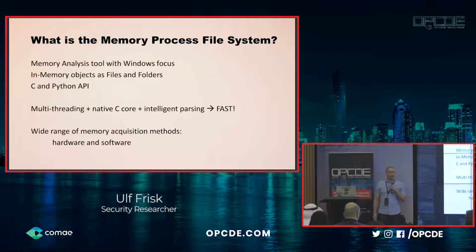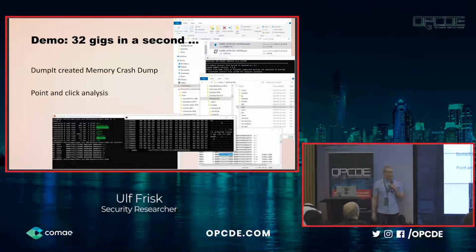But today, we'll have a look at the memory process file system, which is a memory analysis tool with a strong Windows focus. It allows you to visualize in-memory objects as files and folders in a file system. It comes with a C and Python API, and if I look at its multi-threaded core together with the native C code and some intelligent parsing in there, it's really fast. It also comes with a wide range of memory acquisition methods, not just the hardware-based ones we talked about earlier on, but also software-based ones. So let's do our first demo for today.